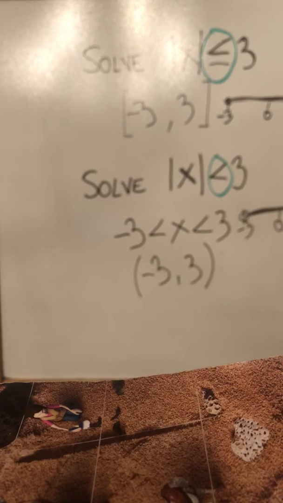So now I want you to pause it, and I want you to try practice 1, which says |x| is less than 5. So it's going to be an example that looks like this second one here. So go ahead and press pause and try practice 1.